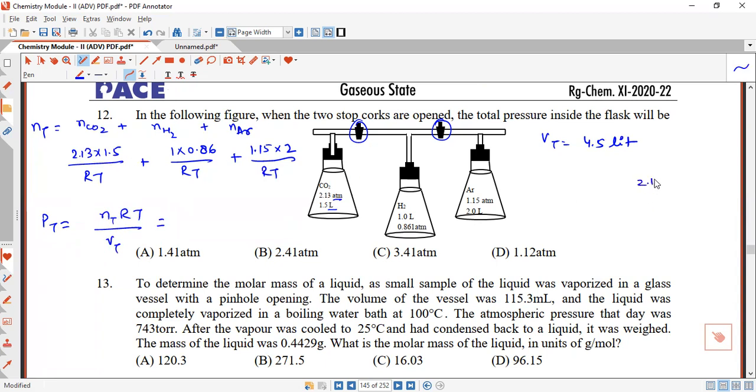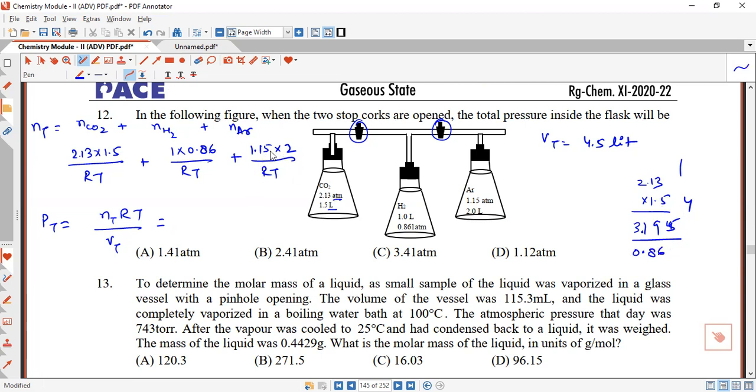ठीक है, 2.13 into 1.5, 3.195. Okay, this is 0.86.